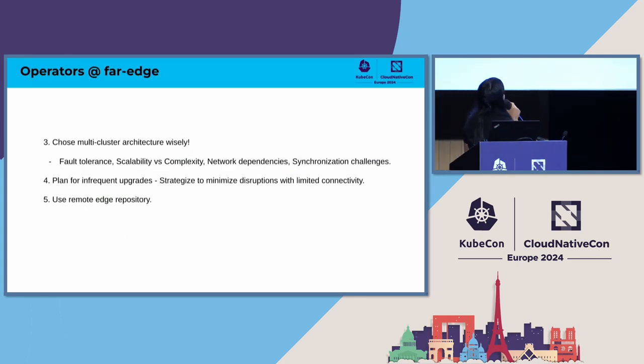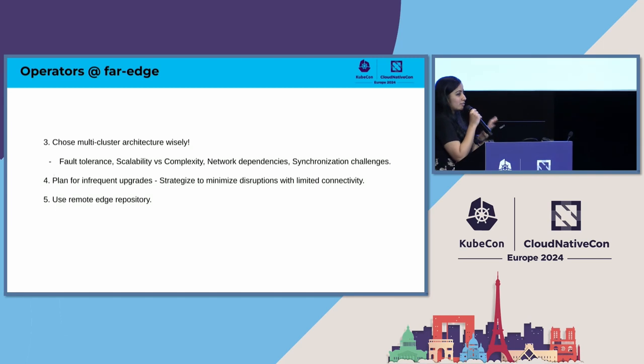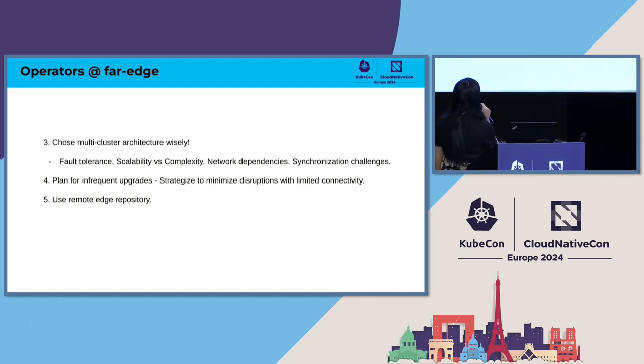Moving on, the next one is choosing multi-cluster architecture very, very wisely. In certain cases, it is very much useful where you have a single manager and multiple spoke nodes so that the single manager can basically deploy multiple other operators. But then this kind of brings in a lot of other issues in terms of network dependency, complexity of handling the whole multi-cluster scenario, and also synchronization challenges between the specific spoke clusters in general.